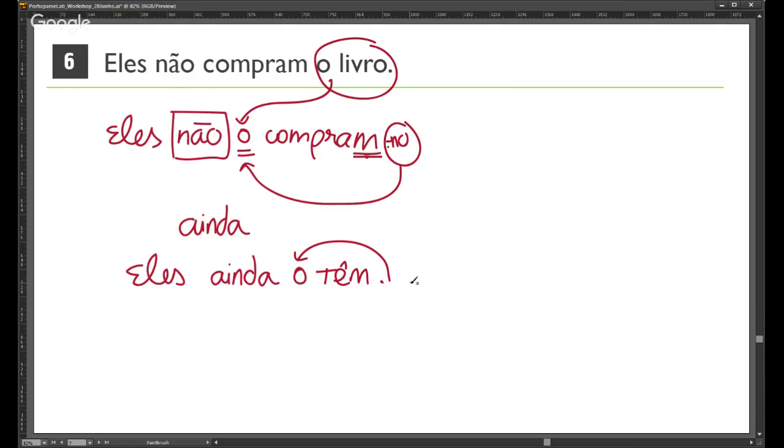Instead of placing it after, let's imagine we don't have the word ainda. Let's eliminate it. Eles têm-no. Again, the verb ends in M, so this is one of those exceptions where you'll have to add N to the pronoun. But when you have the word yet, because you have to place the pronoun before the verb, the N disappears again. So you just use the regular pronoun version. Let's call it like that.